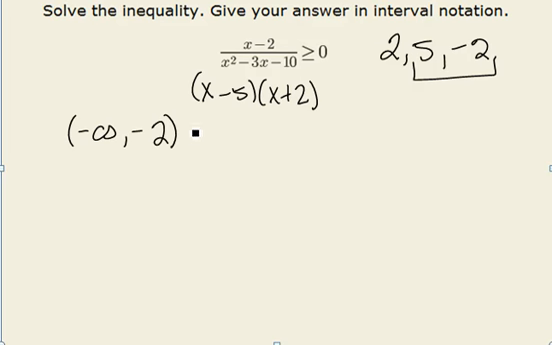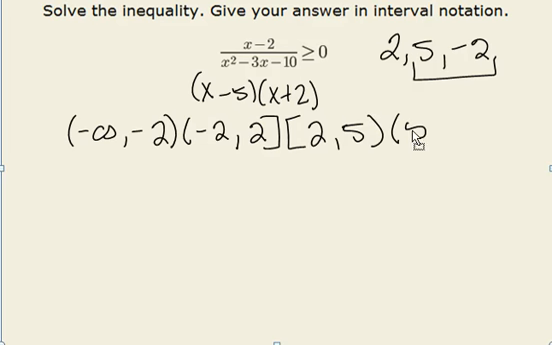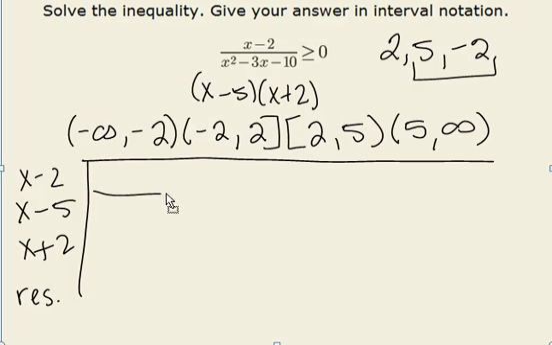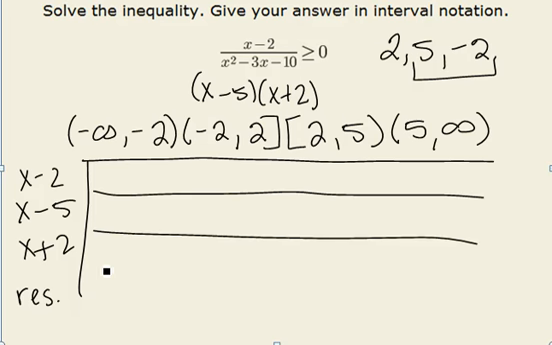And then we can go from negative 2 to 2, and we can include positive 2 because we can have a 0 on the top of a fraction. That's okay. And then we'll go from 2 to 5, but we cannot include 5, so we'll have an open bracket. Then we can go from 5 to positive infinity. So then we'll have x - 2, x - 5, x + 2, and the result. We'll draw out our little box here.